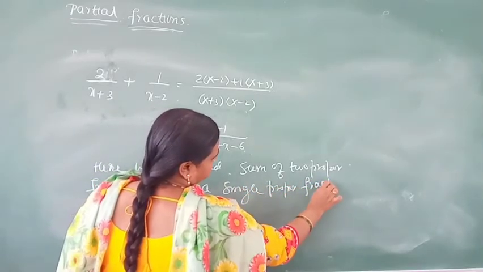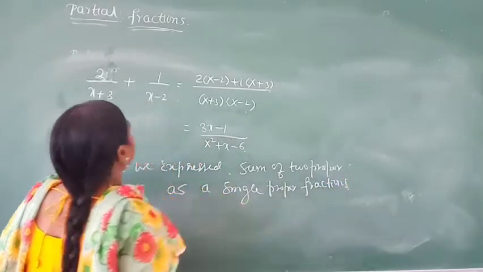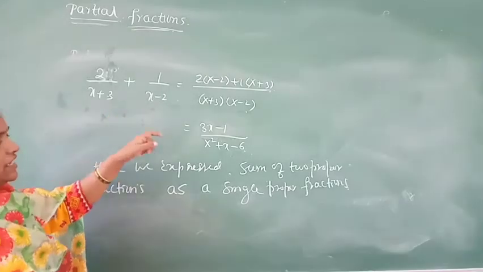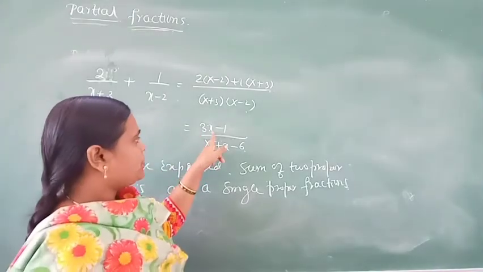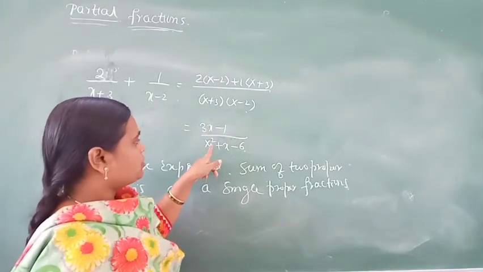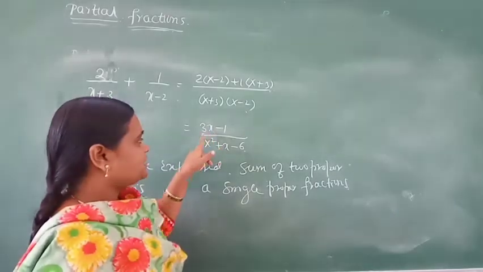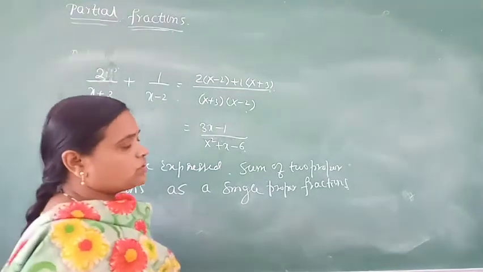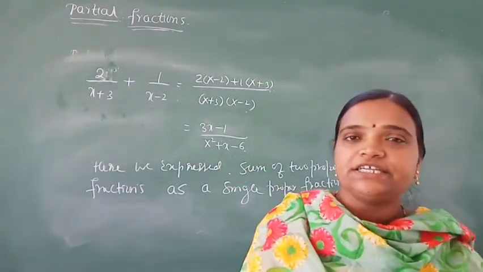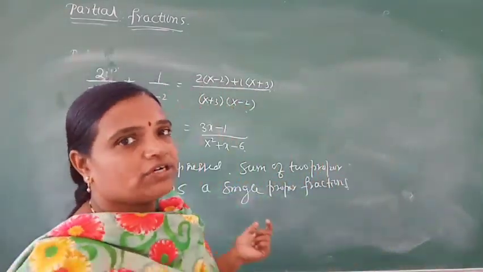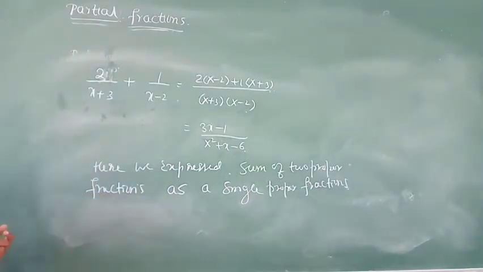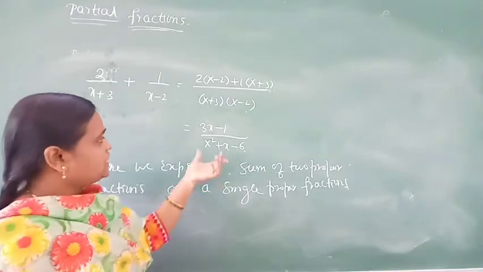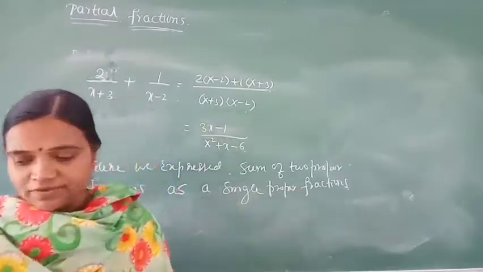Just concentrate. What we considered are two proper fractions, and we have done the sum. Again it is a proper fraction only. See, the power of x is 1 in the numerator and 2 in the denominator, which means the degree of the numerator is less than the denominator. We know the definition of proper: if the degree of the numerator is less than the denominator, such a fraction we call proper. Therefore here we expressed the sum of two proper fractions as a single proper fraction.